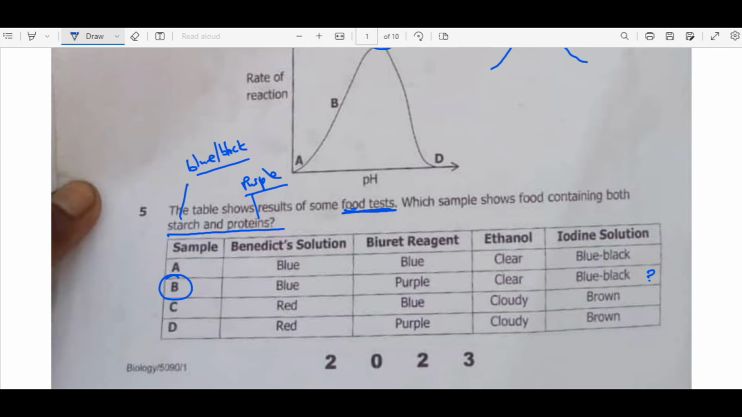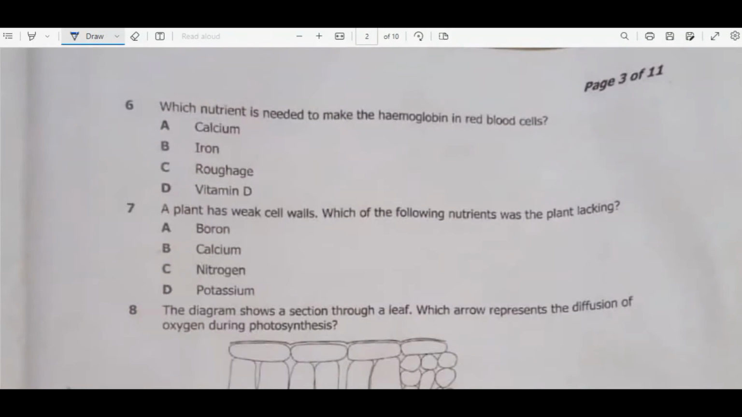Let us move to question 6. Which nutrient is needed to make the hemoglobin in red blood cells? Number one, it is calcium. Is calcium needed? No, calcium is not needed, because we are looking at red blood cells here, unless we are talking about bones. So here it is not needed.